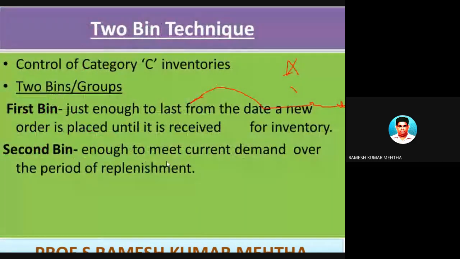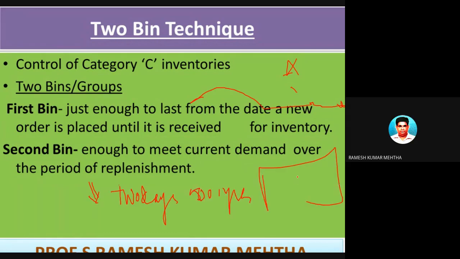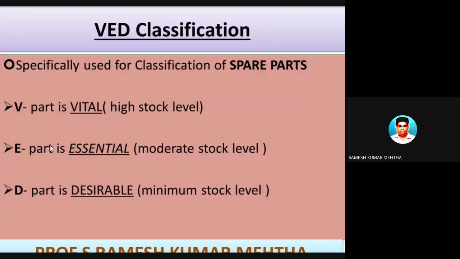Okay. Next one is the second bin. The second bin is enough to meet current demand over the period of replenishment. Now, what do you mean by current demand? Today, for example, the demand for two days will be some 500 tires. So in the second bin, there will be 500 tires. That's it. I am not going to discuss a lot about the first bin and the second bin. These are common concepts.